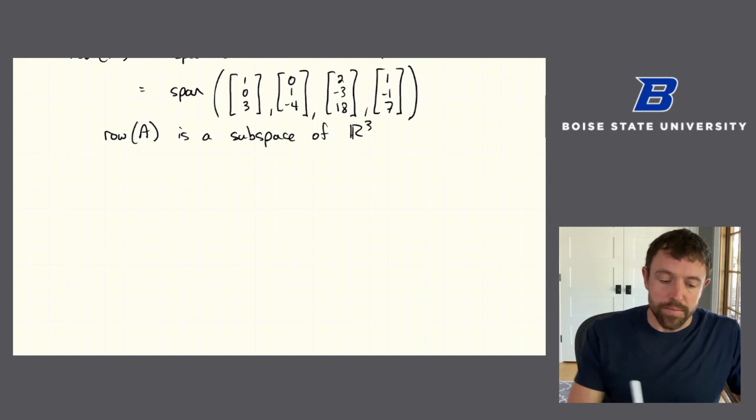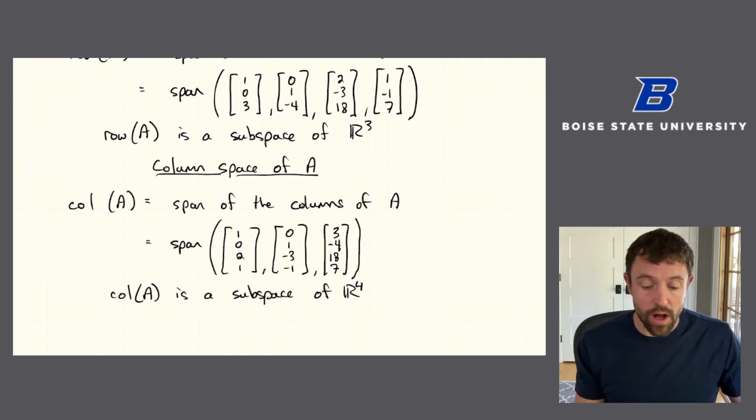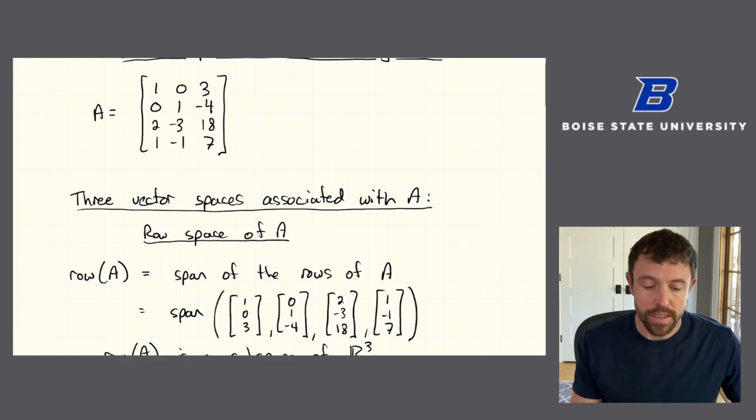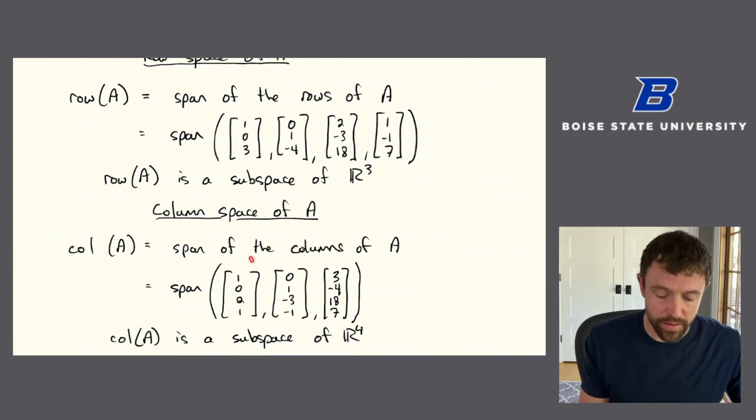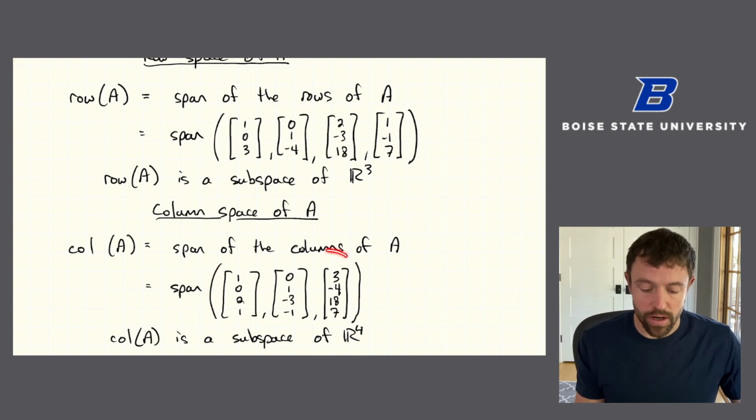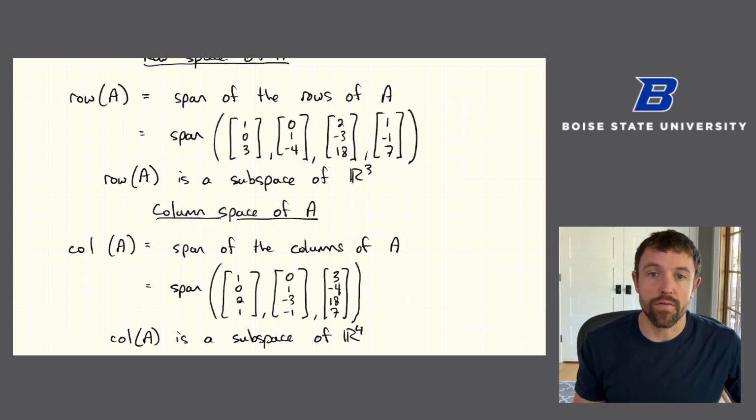Up next, you might guess, is the column space of the matrix, which is the span of the columns of the matrix. So in this case, we have 3 columns, each with 4 entries. The first column is 1, 0, 2, 1. And so that's the first vector in my list. And the other 2 vectors are the other 2 columns of the matrix. So we have 3 columns. So it's a span of 3 vectors is our column space. And each vector has 4 entries. So the column space of A is a subspace of R4.